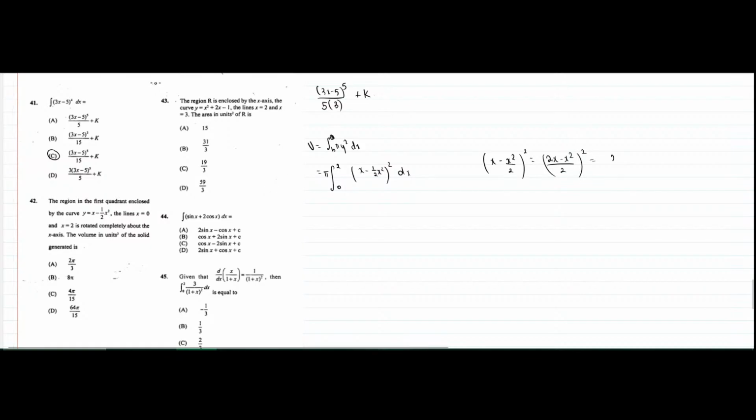I'll get 4x squared, minus 4x cubed plus x to the power of 4, all over 2. That will be 2x squared minus 2x cubed plus 1/2 x to the power of 4. Alright, let me go ahead and integrate that.